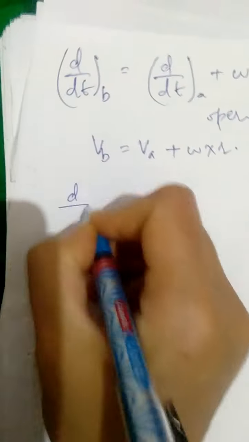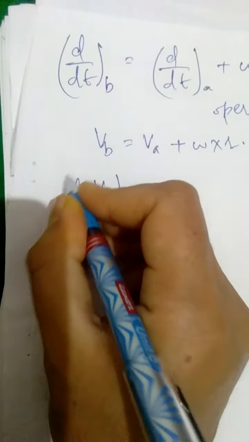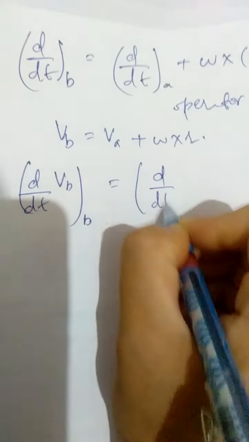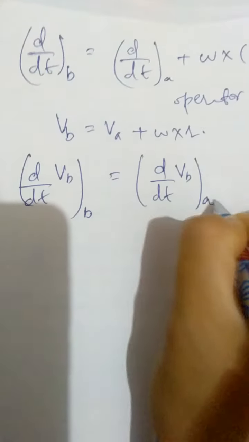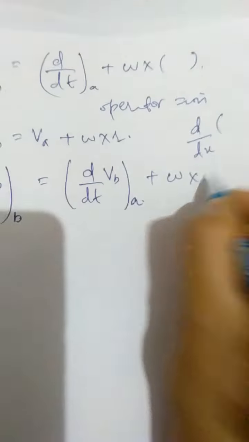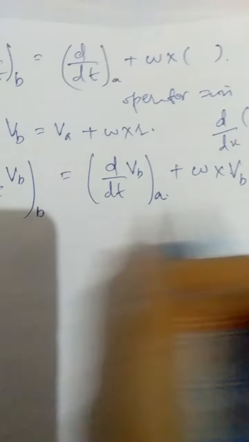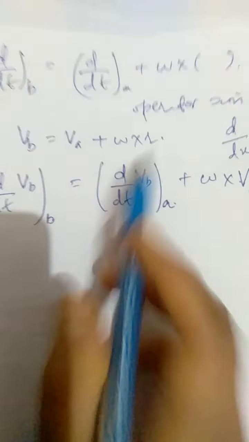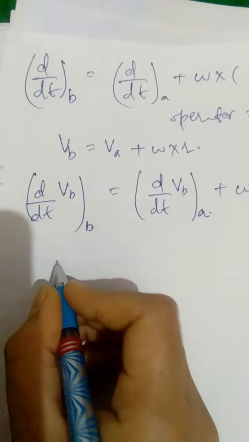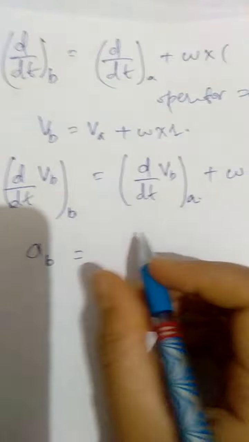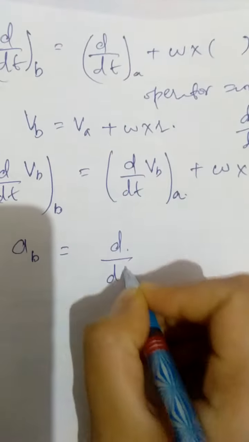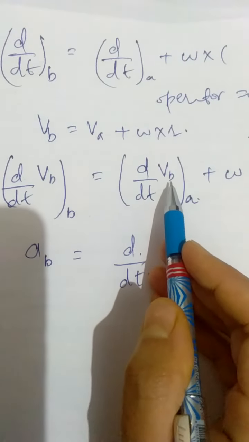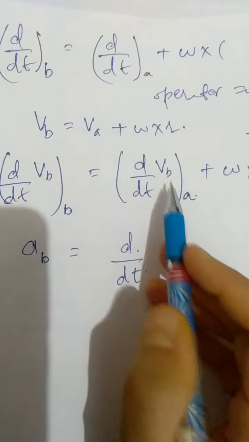So it is d by dt of VB in the frame of reference B. Remember, notations are very important. So d by dt of VB in the frame of reference A plus omega cross VB, right? So let us expand this equation by substituting the value of VB from this. So d by dt of VB is obviously acceleration in the frame of reference B, right? Now this is d by dt. Here we cannot directly write that this is the value of acceleration, because then we are confused whether it is frame of reference A or B.